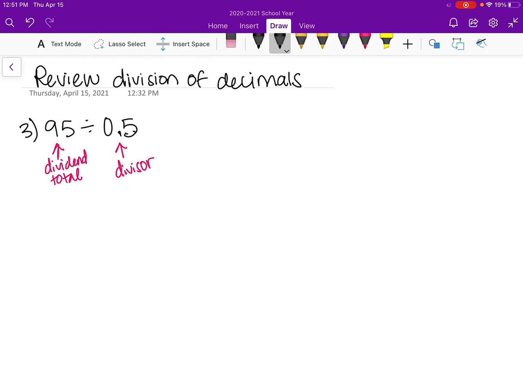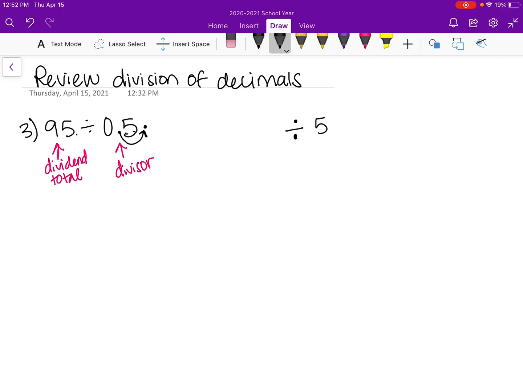Well, I know that I can multiply this divisor by 10 and move that decimal 1 to the right. So now, if I were to rewrite my problem, my divisor is 5. But whatever I do to my divisor, I have to also do to my dividend. So in my dividend, I have to multiply it by 10, or move the decimal 1 to the right. If you think about it as multiplying it by 10, it's pretty easy.